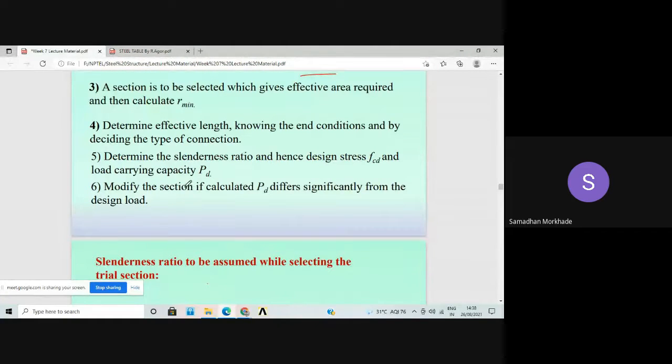Okay, now step number 4: determine the effective length knowing the end conditions, and decide the type of connections. End conditions are normally given in the problems. If not given, assume suitable end conditions like both ends hinged, one end fixed and one end hinged, or both ends fixed. If not given, you have options. You can assume any suitable conditions.